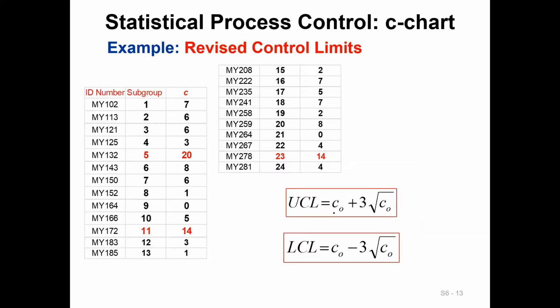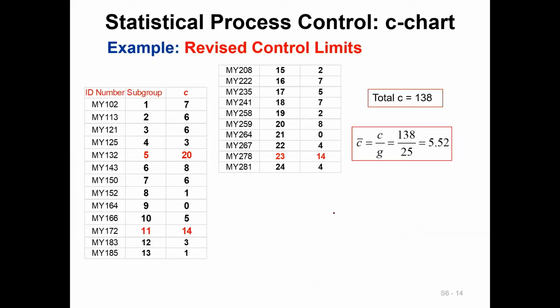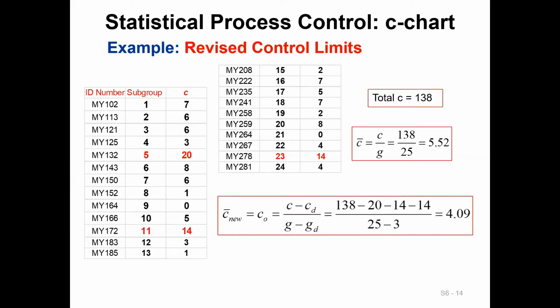So how do we calculate the revised control limits? You just remove the points that are out of the control limits from the original C, original C bar. What does that mean? Okay, the original C total is 138, and the original C bar is 5.52, when we take into consideration all the subgroups. Since there are 3 points out of control limits, which are subgroup number 5, 11, and 23, the total number of non-conformity, 138, you need to minus out the non-conformity from subgroup number 5, which is 20, 11, which is 14, and 23, which is also 14.